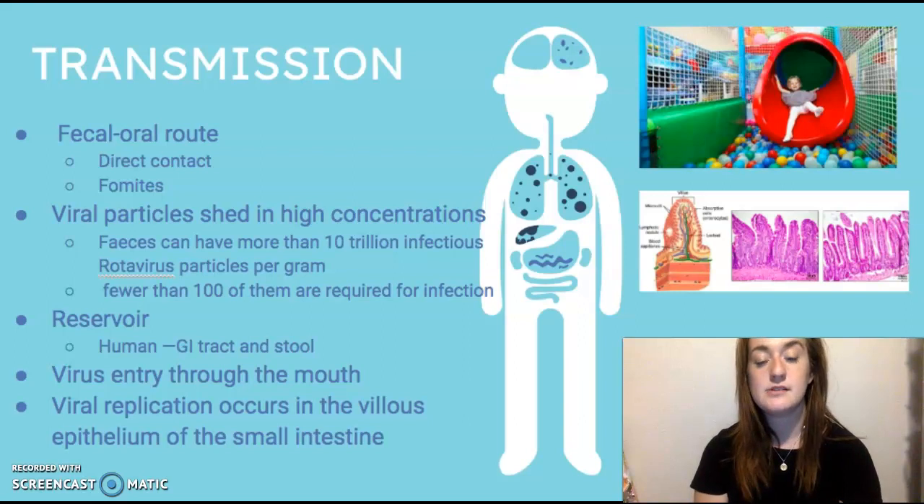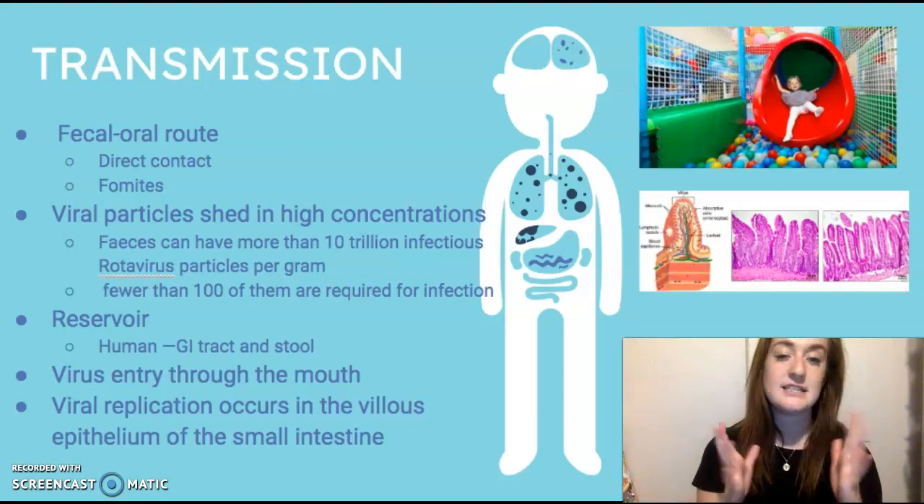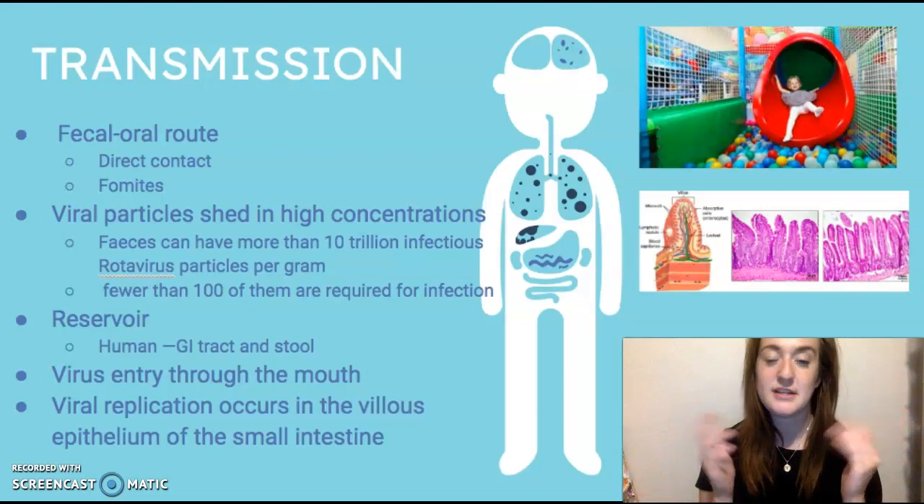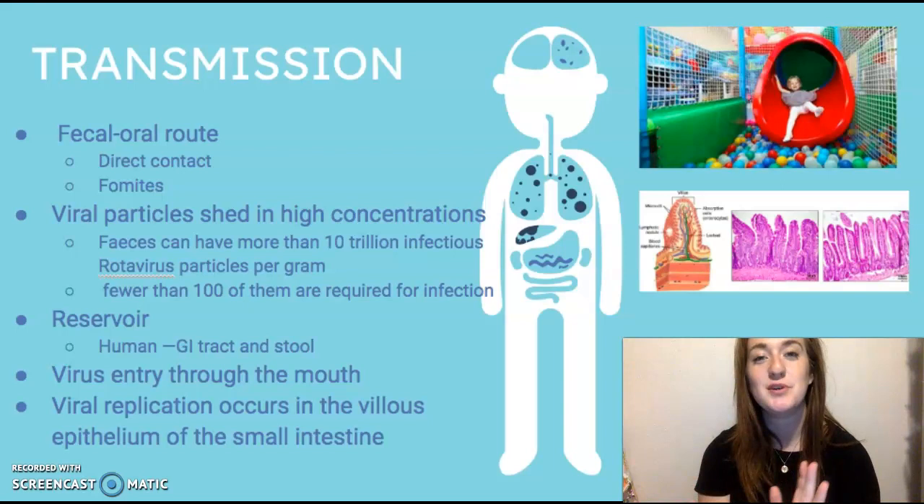Transmission is going to be by two different things, the direct contact route or the fomite route, and that is going to happen via the fecal-oral route. So that's going to be fecal matter getting into your mouth. And these viral particles shed at very high concentrations, so places where kids are running around a lot and grabbing things and putting things in their mouth. So the ball pit in the top picture is a wonderful example of a germ-infested place where rotavirus is sure to be.